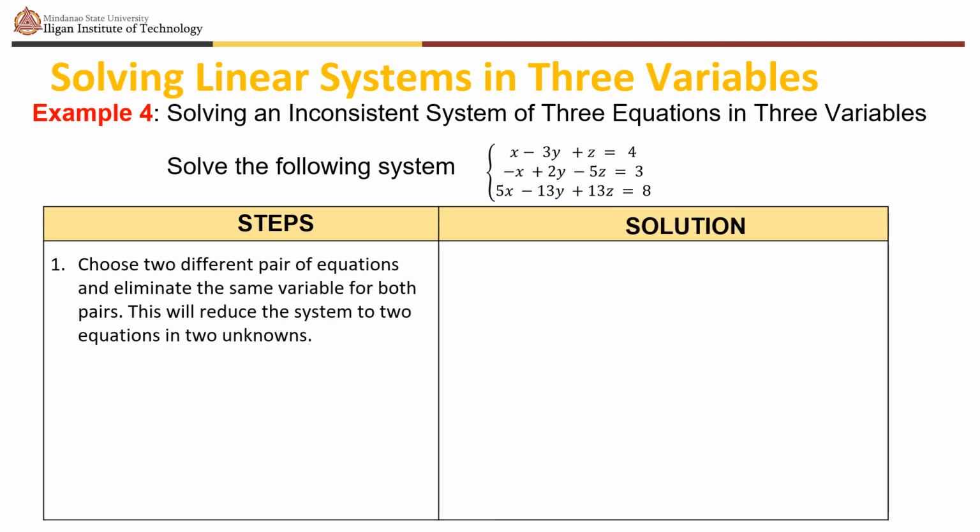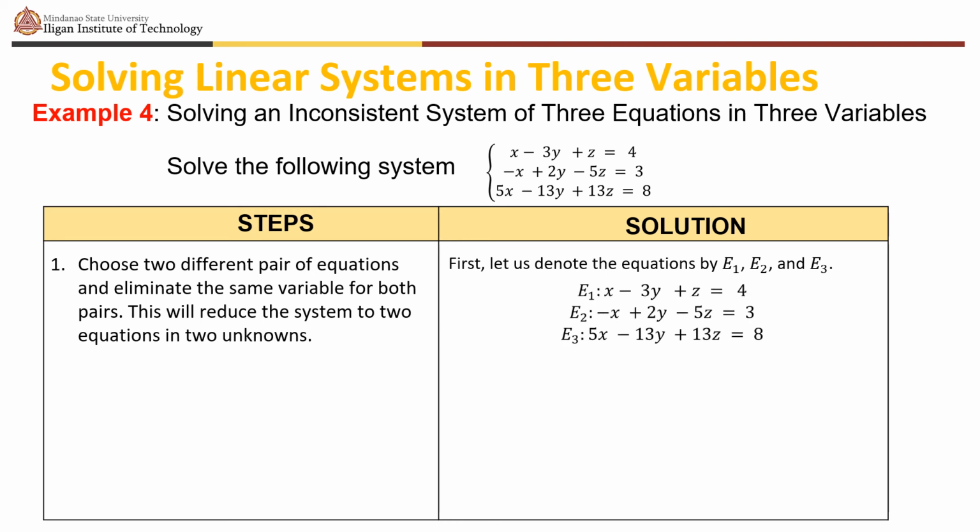Again, choose two different pairs of equations and eliminate the same variable for both pairs. This will reduce the system to two equations and two unknowns. So first, let us denote the equations by E1, E2, and E3. Denote the first equation by E1.